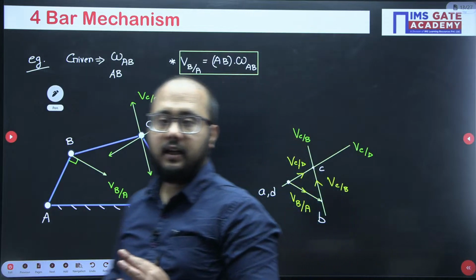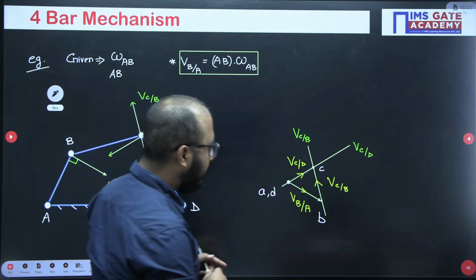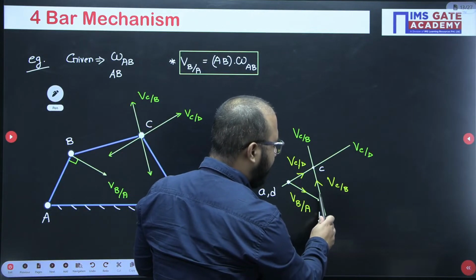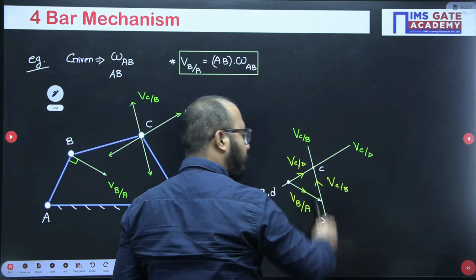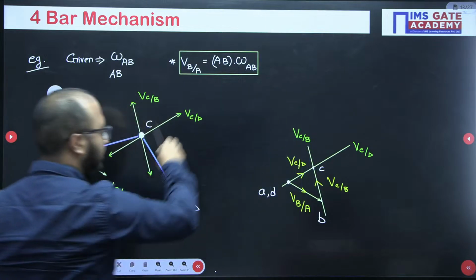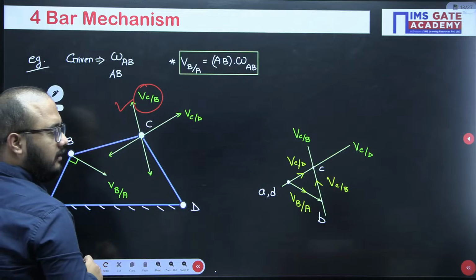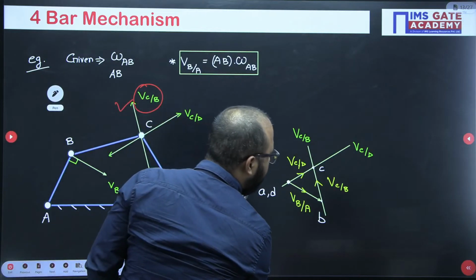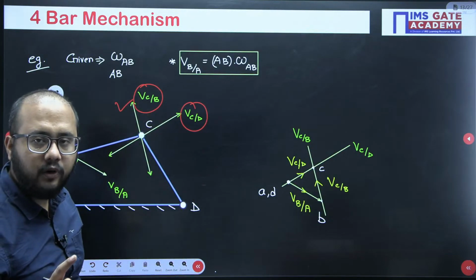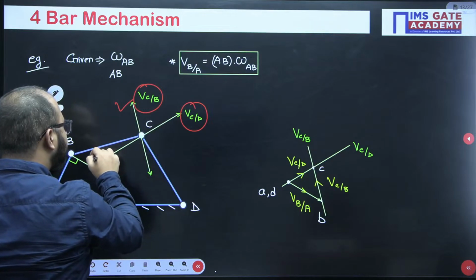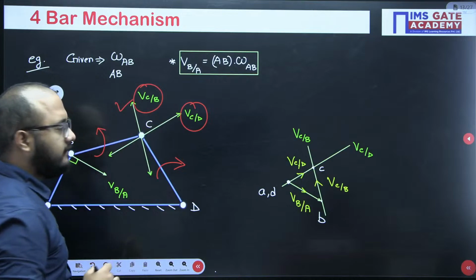Now, second thing, how will we understand? Just see. The velocity vector of point C with respect to B has an upward arrow in this direction, which means this is correct. And if I observe C with respect to D, it is like this, so this one is correct. Are you getting my point? Now when this is correct, it means link BC will be rotating like this and link CD is rotating like this.